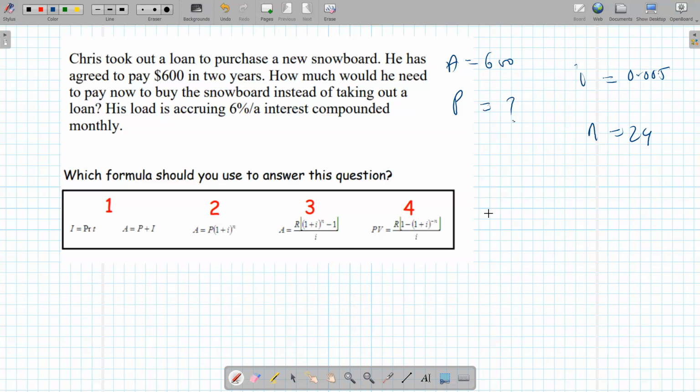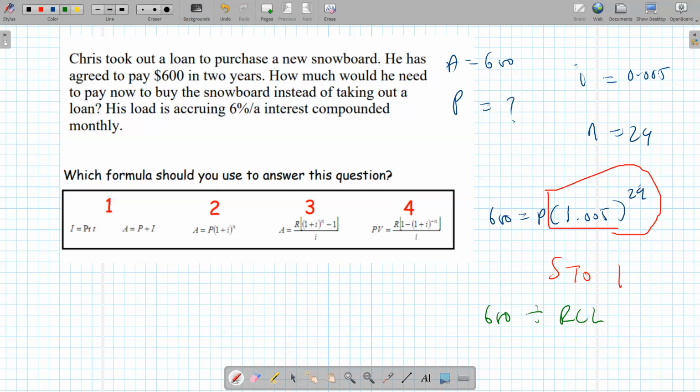So we have 600 equals P, 1 plus I, so 1.005 to the power of 24. How do you solve this equation for P? So this is an actual equation, right? We're not just trying to find the right-hand side. What you want to do is first do this. And then you want to store that. And then the next step would be, you want to divide both sides by that. So you do 600 divided by recall 1. Try that.